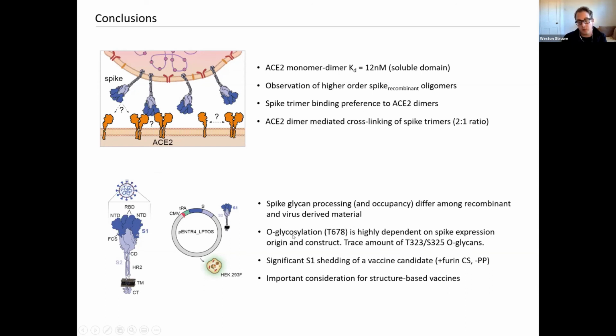And I think most importantly, we saw a significant amount of S1 shedding for the vaccine candidate expressed protein that we looked at. Again, that does have the furin cleavage site, and that doesn't have stabilizing proline mutations. And as I said before, this is an important consideration for efficacy of structure-based vaccines.